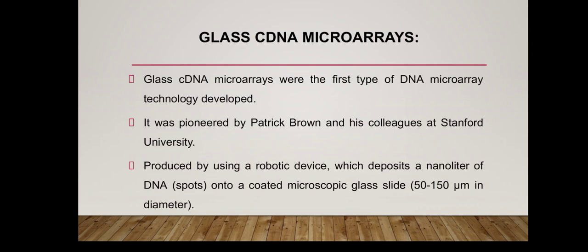Glass cDNA microarrays. Glass cDNA microarrays were first proposed by Patrick Brown and his colleagues at Stanford University. This was the first type of DNA microarray technology developed for gene expression analysis. These microarrays are created using robotic printing and high-density spotting, allowing thousands of genes to be analyzed simultaneously. This technology has paved the way for various applications in genomics and biomedical research.